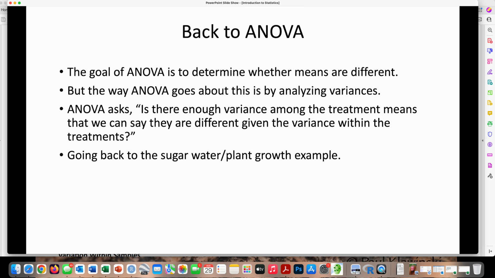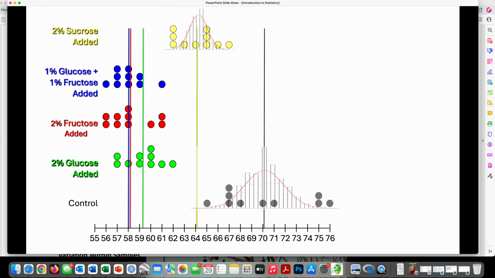ANOVA is basically asking, is there enough variation among the treatment means that we can say that they're different given the variance within the treatment means? And so it's a ratio of the variation among means divided by the variation within the samples. We can envision this by thinking of these distributions around these data, both the variation among means as well as the variation within the means. If there's a lot of variation within a mean, that might obscure the variation among means, like we see happening over here with these three things.